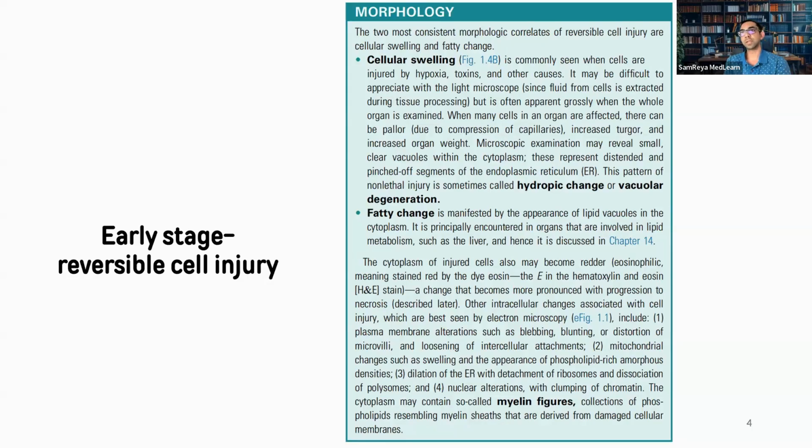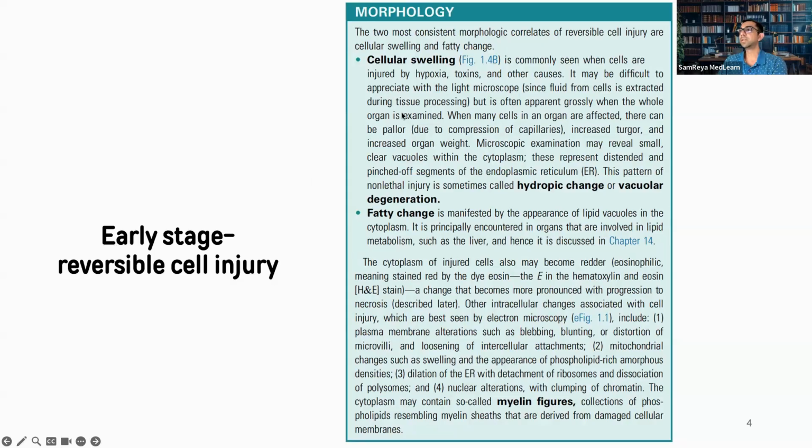When the injury is there in the cell, but it is still reversible, what features would you see? What is the morphology of such a cell which has been reversibly injured? I've taken a snapshot from your Robbins textbook here. This is important. These are two changes that I want you to remember. What are the two changes that you see in the cell during early stages or reversible stages of injury? Two changes, very easy to remember.